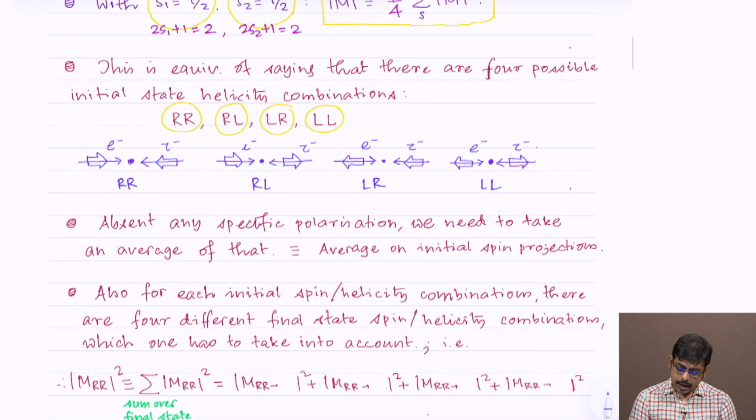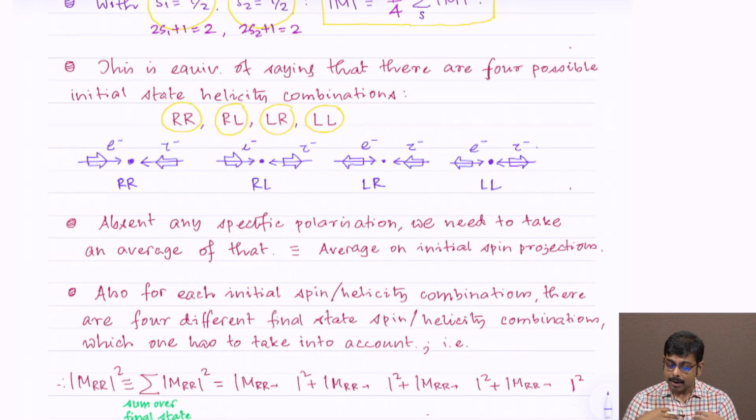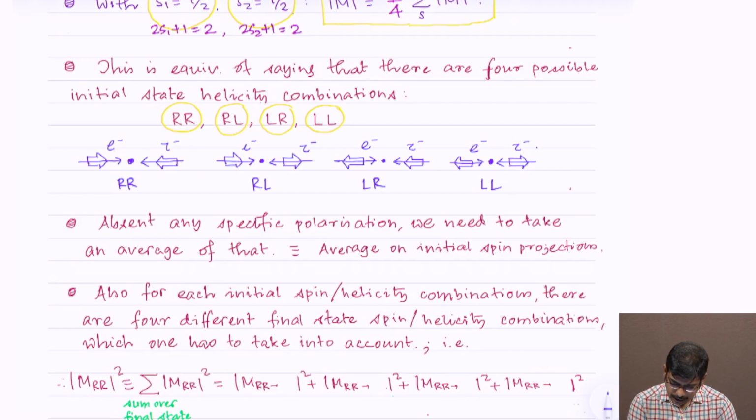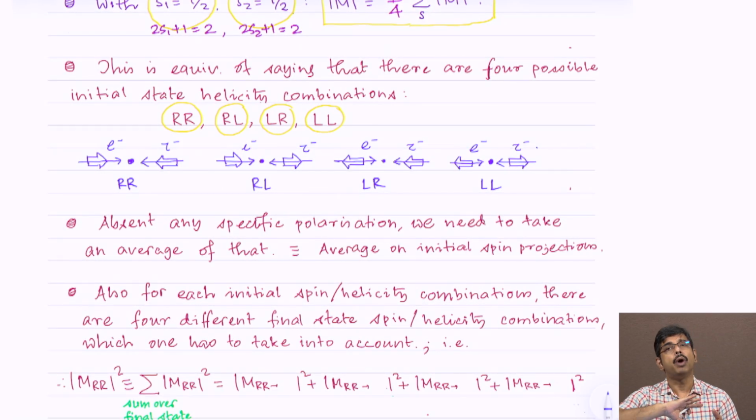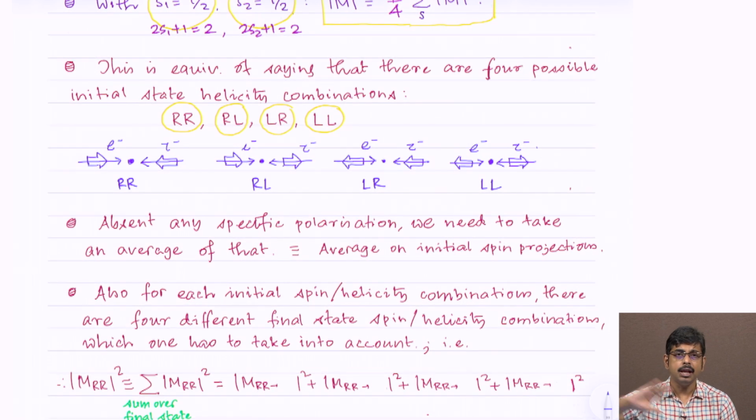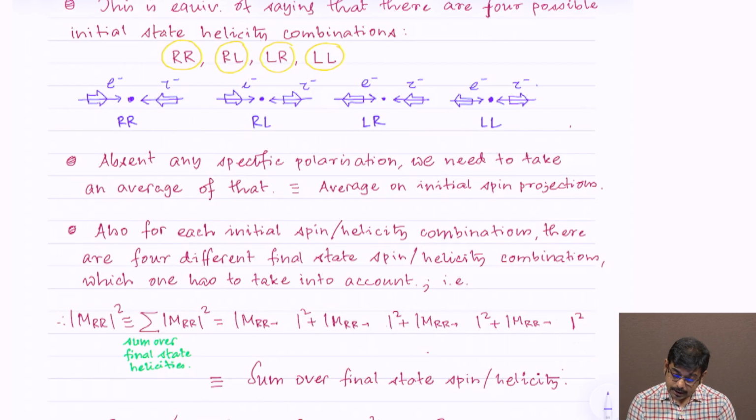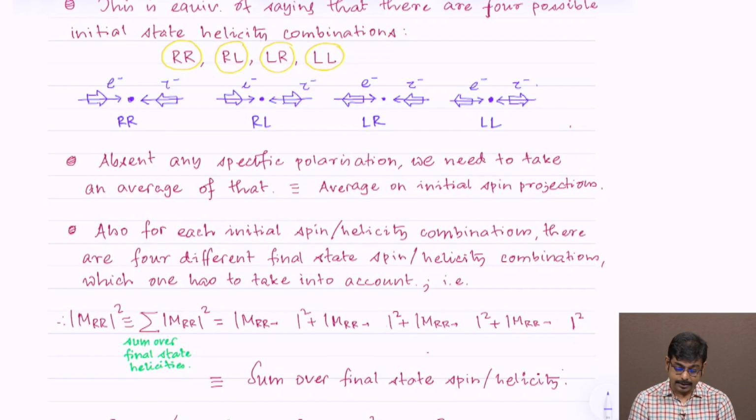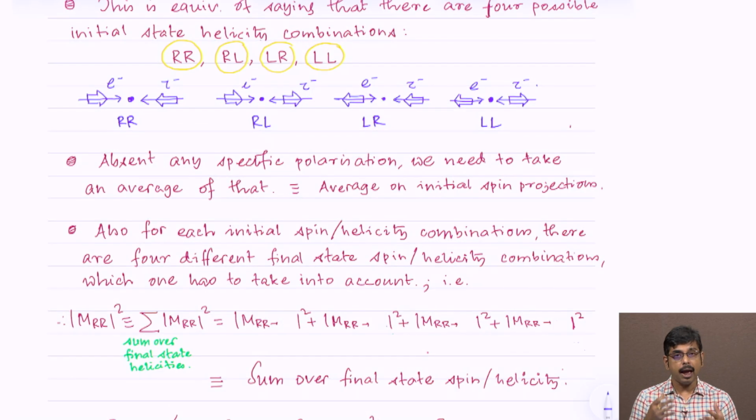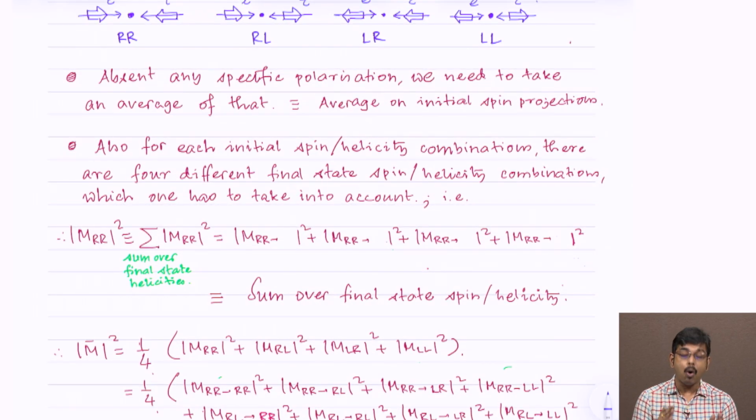Absent any specific polarization, we need to take an average over the spin projections of the initial state. That is why this factor of 1 by 4 is coming while you are summing over all possible helicity combinations. And now we must remember that for each of these initial spin or helicity combinations, there are 4 different final state spin and helicity combinations which are possible, which we have to take into account in order to calculate the cross section.